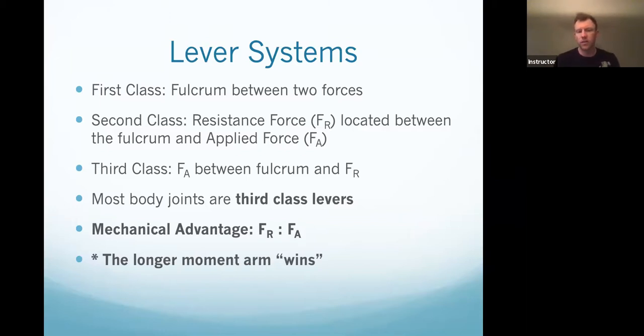The second class is resistance force. So we call that FR, is located between the fulcrum and the applied force. So you'll see basically the fulcrum, so that point, then the resistance force, and then the applied force. And again, so the seesaw has shifted a little bit. And then you have a third class where the FA, the applied force, is between the fulcrum and FR. So this time you'd have fulcrum, FA, and then FR. Most of our body's joints are third class levers, and you'll see that in a second. And I'll try to explain the video as well.